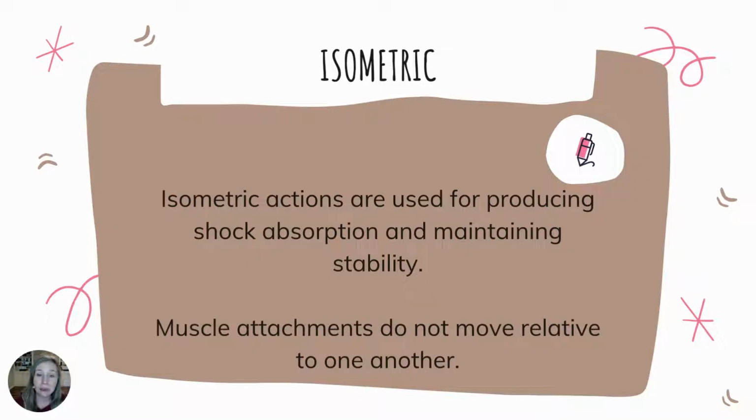And then finally, the isometric muscle action, where we're producing shock absorption and maintaining stability around a joint. The muscle attachments do not move relative to each other. It's actually a standoff between the external load and the internal force because they're about equal. So we know that this is there to maintain.